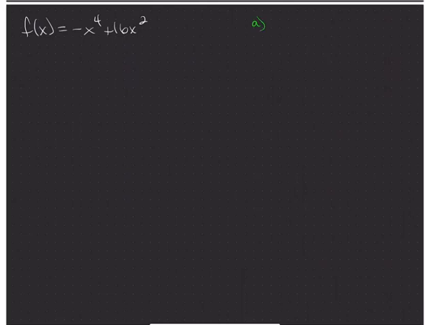So the first thing we want to talk about is our leading coefficient. Our leading coefficient is -1, and our degree equals 4. So degree 4 tells us that our ends are going to go in the same direction, and that leading coefficient being -1 is going to tell us that they're going to go down, right? So the left is going to fall and the right is going to fall, right?